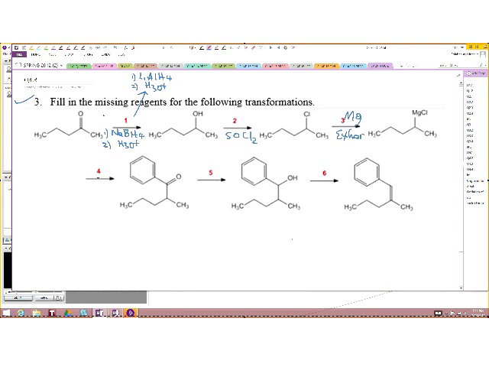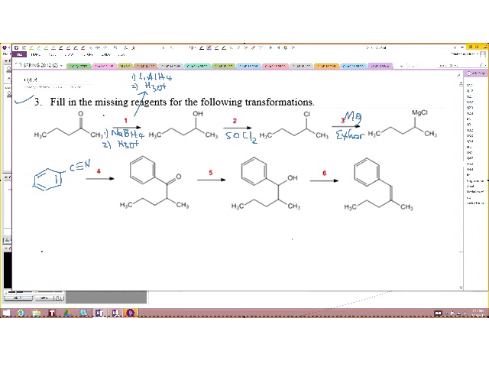Okay, how about number 4? Let me help you out here. I don't think you know that yet. For this one, you need a nitrile. A Grignard reagent will react with a nitrile to give you a ketone. So keep that in mind.